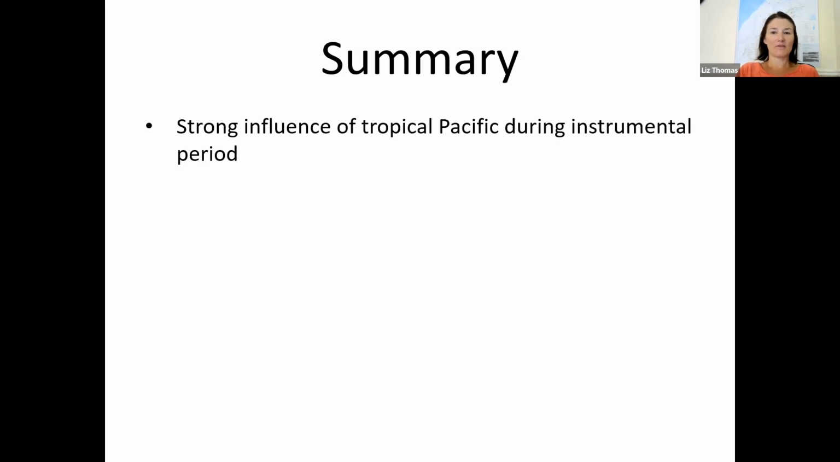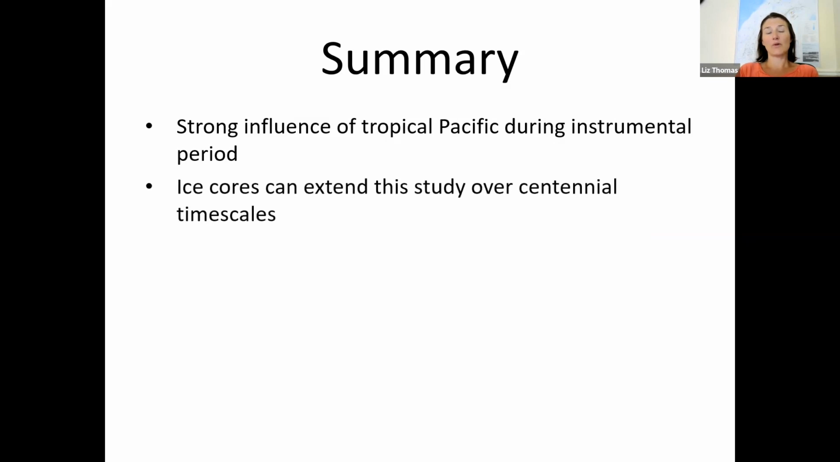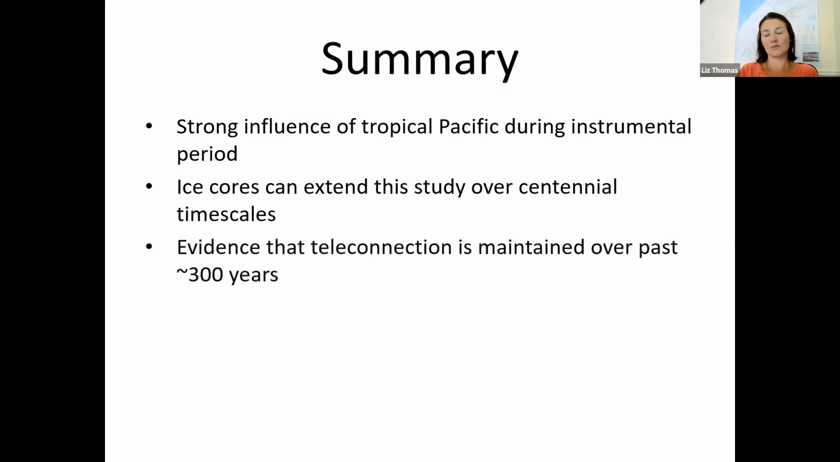But we see this strong influence, particularly for the West Antarctic ice cores, of this tropical Pacific teleconnection that's particularly strong during the instrumental period. But the fantastic advantage of the ice cores is it allows us to take a sneak peek into what was happening before the instrumental period. Admittedly, we have less data, less certainty, but we can actually then extend this relationship over centennial timescales.